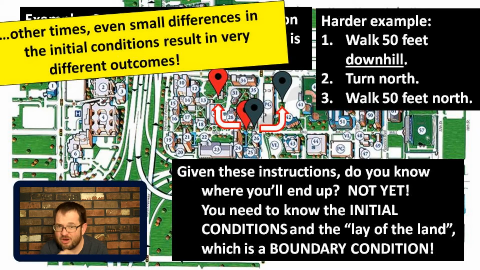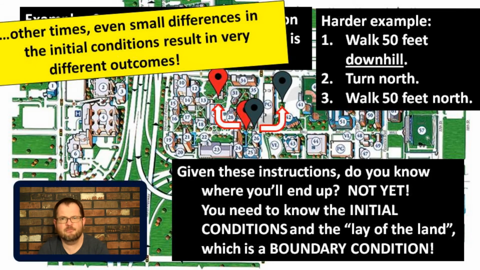That's really close to where I started with the red one, but it's a little farther to the east. I'm trying to pretend here I'm just over the top of that hill right by Creighton Hall. Now, 50 feet downhill is going past 24th Street and over towards that dorm over there. And then I turn north, and I walk 50 feet to the north, and I'm in that parking lot just east of 24th Street. Look, I started off at practically the same place. But even that small difference in my initial conditions completely changed the outcome.